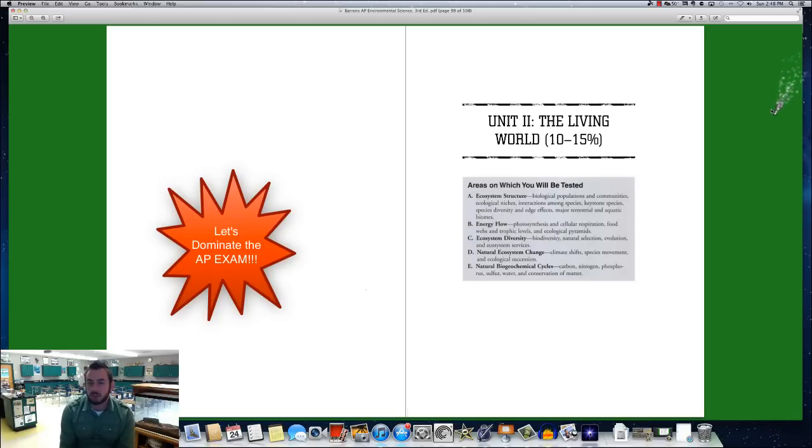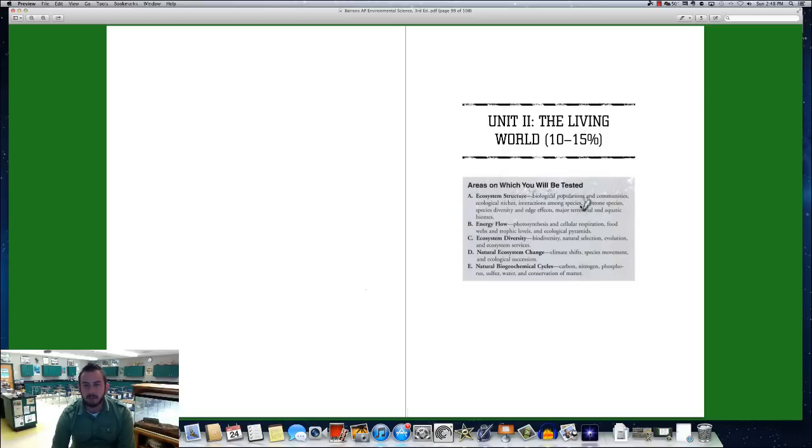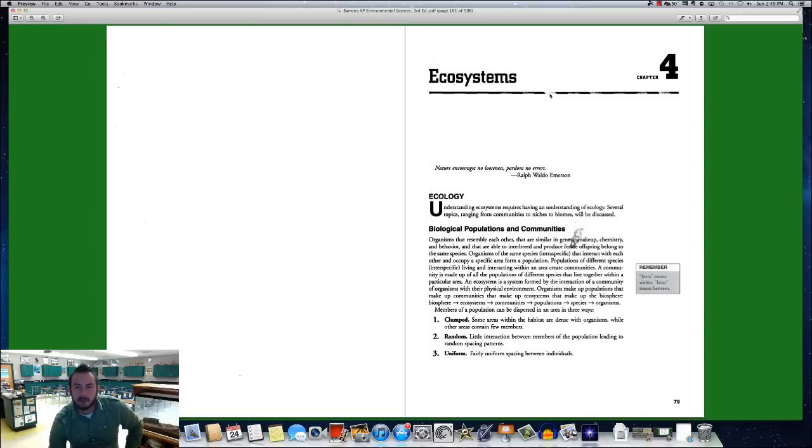It says ecosystem structure, which is biological populations and communities, niches, interactions among species, keystone species, all sorts of stuff. B is energy flow, so how the energy transfers from trophic level to trophic level in the ecosystem. Ecosystem diversity, so what kind of ecosystems do we have? Natural selection, evolution. Letter D, natural ecosystem change, like climate shifts, species movements, ecological succession. And finally, biogeochemical cycles, which would be our next lesson on Chapter 5 of this book, looking at the carbon, nitrogen, phosphorus, sulfur, and water cycles. So we're going to start with ecosystems today.